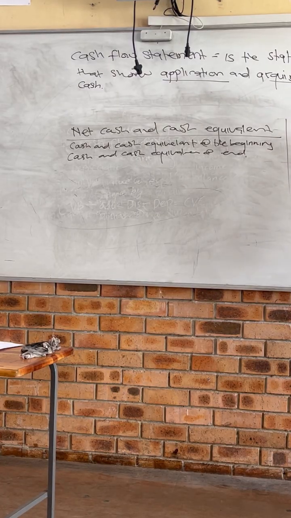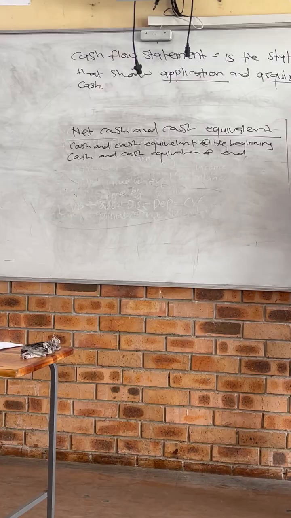Now, in order for us to get the cash and cash equivalent at the end, net cash and cash equivalent, we must start with our cash flow from operating activities. Then we subtract our cash flow from investing. Then we add our cash flow from financing. Then whatever we get is our net cash and cash equivalent.